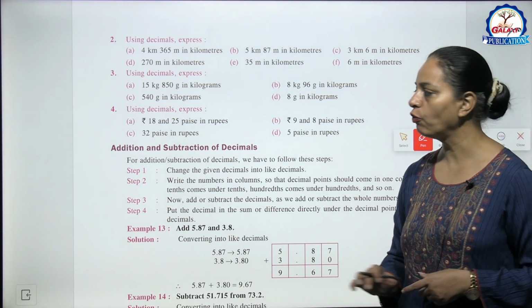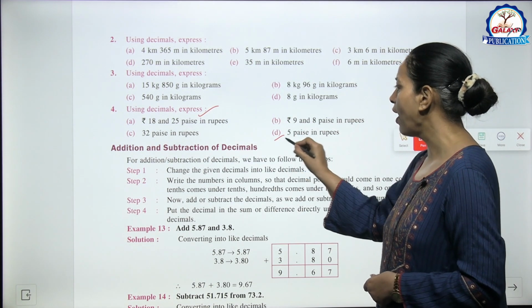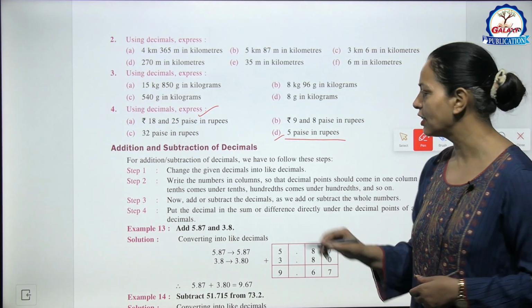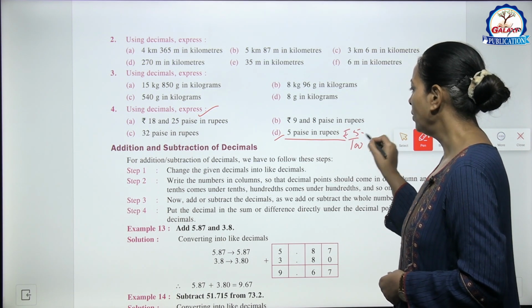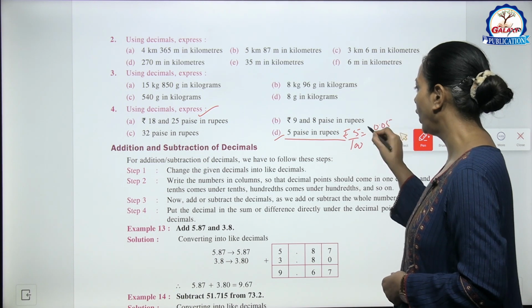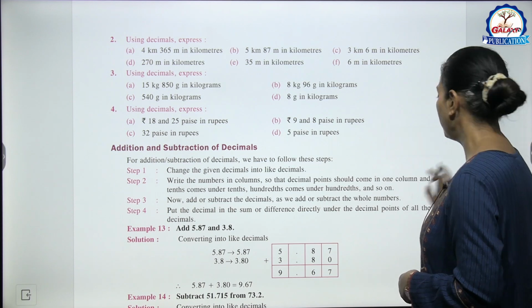Now question number 4, using decimals express. Like D part, 5 paise in rupees. So 5 upon 100 rupees means 0.05 rupees. Okay. So very simple, you can try remaining parts.